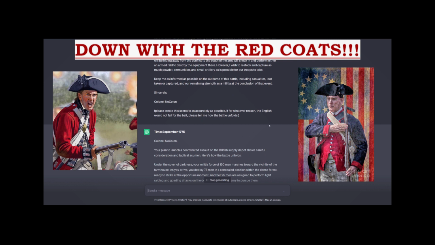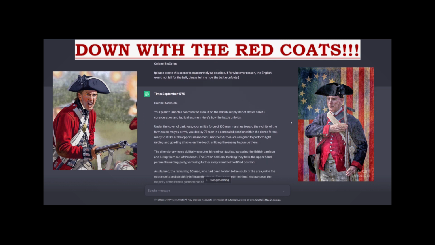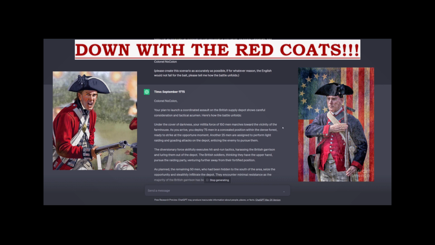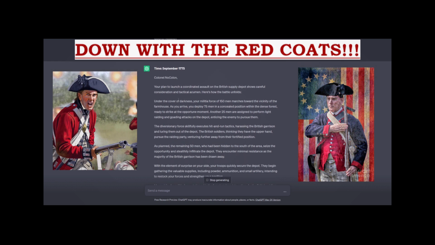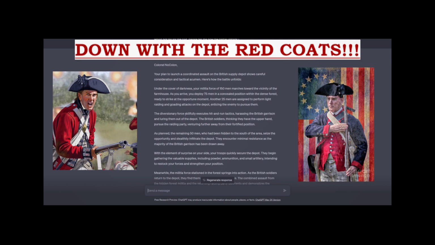Under cover of darkness, your militia force of 150 men marches toward the vicinity of the farmhouse. As you arrive, you deploy 75 men in a concealed position within the dense forest, ready to strike at the opportune moment. 25 men are assigned to perform light raiding and goading. The diversionary force skillfully executes hit-and-run tactics, harassing the British garrison and luring them out of the depot. The British soldiers, thinking they have the upper hand, pursue the raiding party, venturing further away from their fortified position.